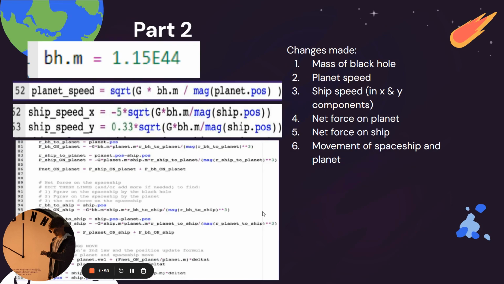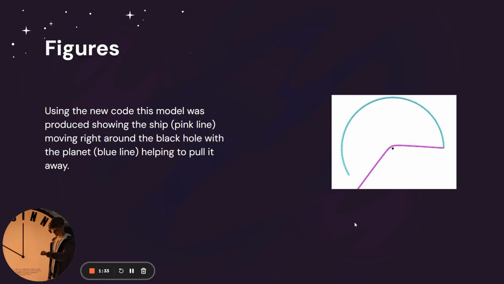So for code part 2, changes in mass: the mass of the black hole, 1.15 times 10 to the 44th. I changed planet speed, ship speed, components in the X and Y, net force on planet, net force on ship, then the movement of the spaceship and the planet and how they influence each other. For the figure, the ship is on the pink line and the planet on the blue line. It shows that the ship just barely misses the black hole and is not sucked into its orbit.